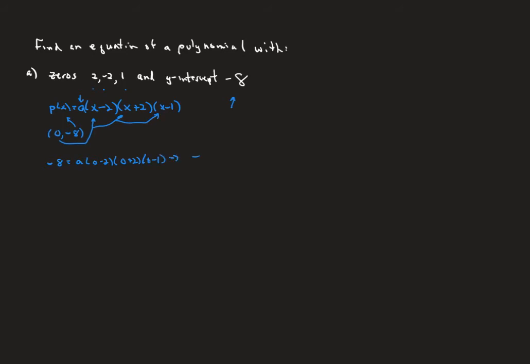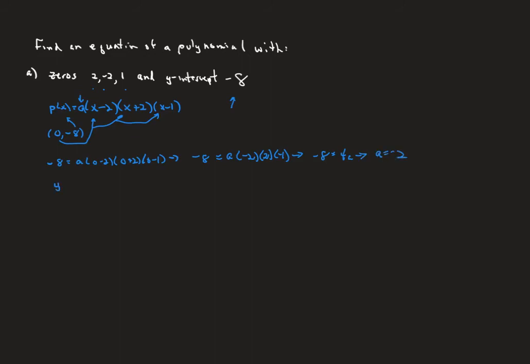So that's going to give us negative 8 is equal to, and then we're still going to have our a, and that's going to be then a negative 2 times a positive 2 times a negative 1. And so we've got negative 8 is going to be negative 2 times 2 is negative 4 times another negative 1 is going to be 4a. And that's going to tell us then that a must be negative 2.